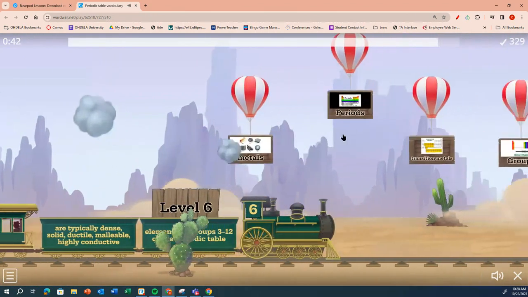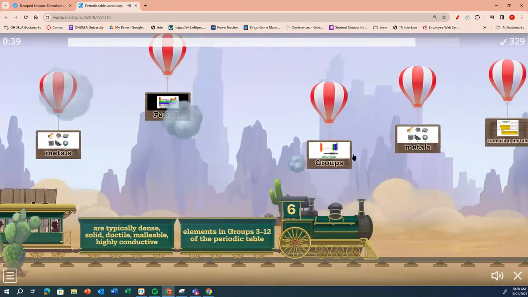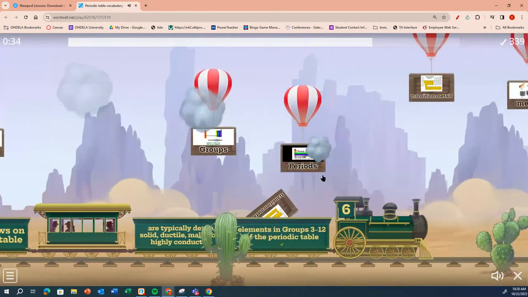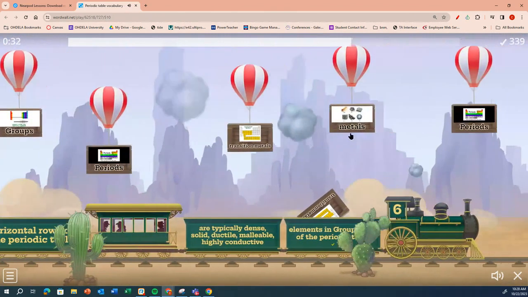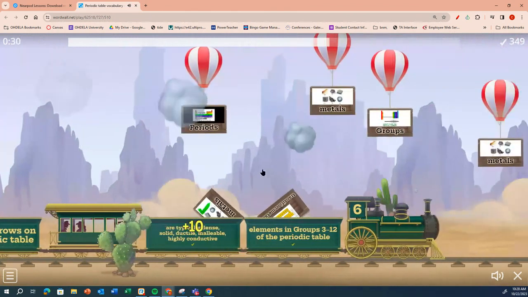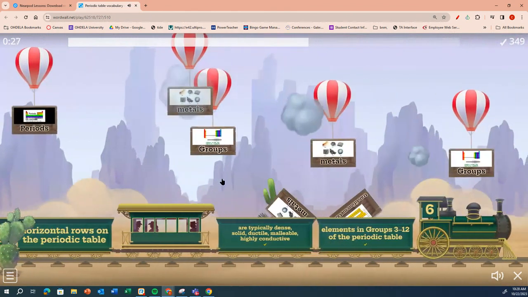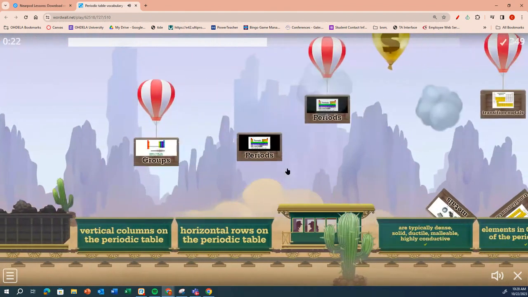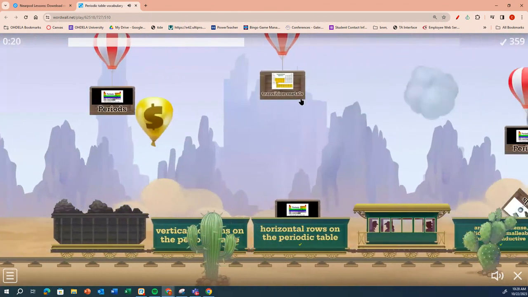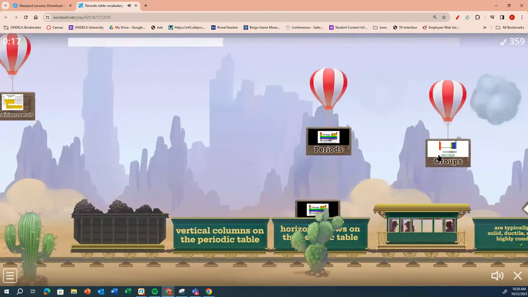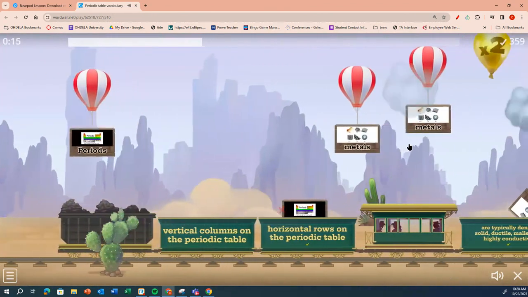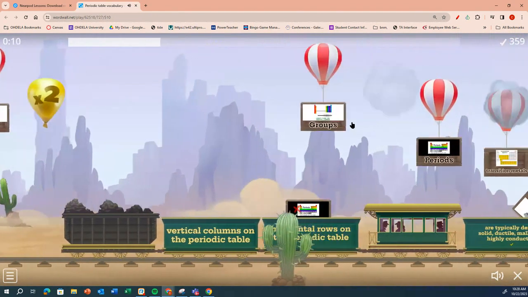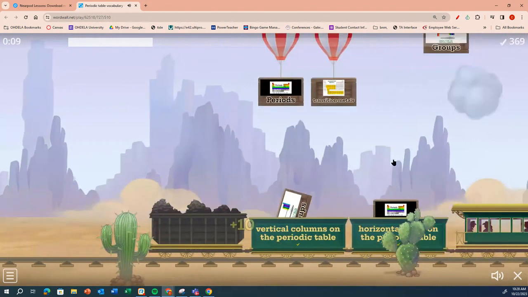Transition metals are the groups between 3 and 12. Typically dense solids. And horizontal rows are your periods. Vertical columns are your groups.